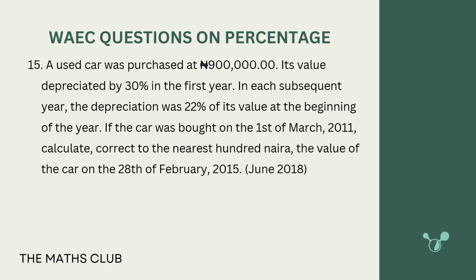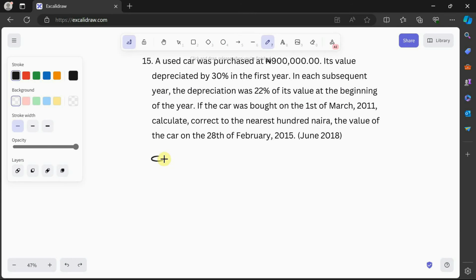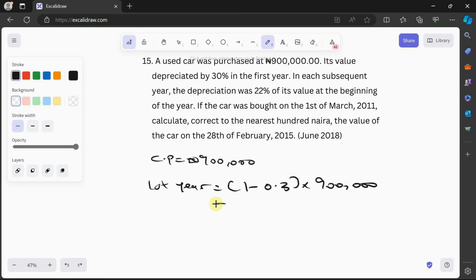Welcome back. Let's solve it together. What do we know? We know that the cost price was 900,000. And they said in the first year, it depreciated by 30%. So the first year, the depreciation was 30%. So that would be 1 minus 0.3 because it's the depreciation, times 900,000. And this is 0.7 times 900,000. So this should give you 630,000.